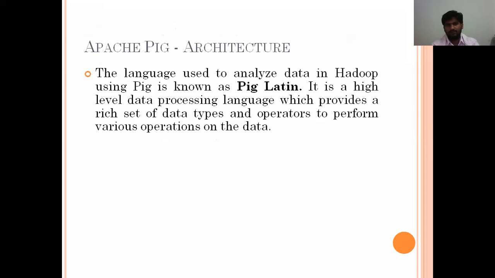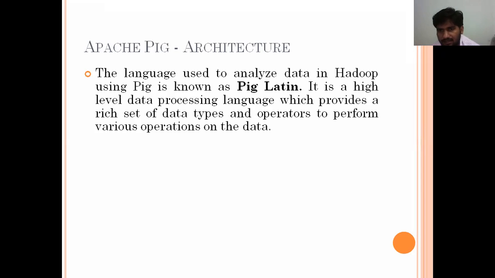So here we have Apache Pig architecture. How the Hadoop architecture is, same here also. The language used to analyze the data in Hadoop using Pig is known as Pig Latin. So we know that the data we are going to submit to Hadoop is going to be processed, so something like a MapReduce program we are going to use to process it. So the data is going to be analyzed. So what data are we going to be giving? The data analysis is going to be taken care of by this Pig Latin.